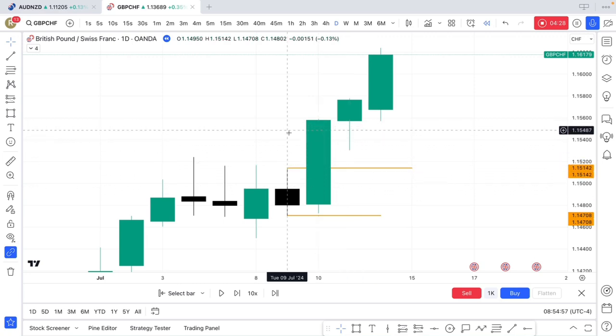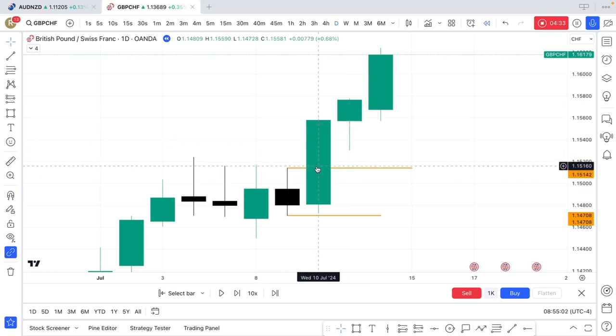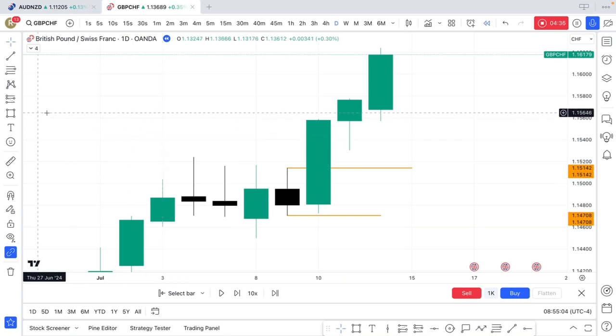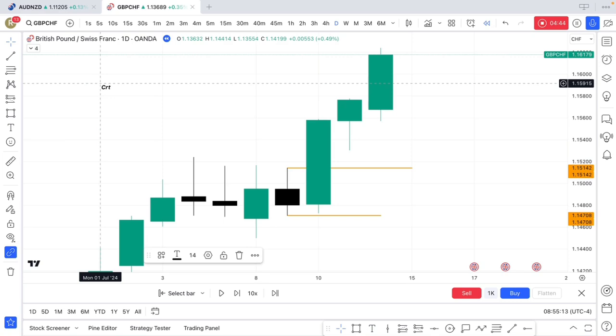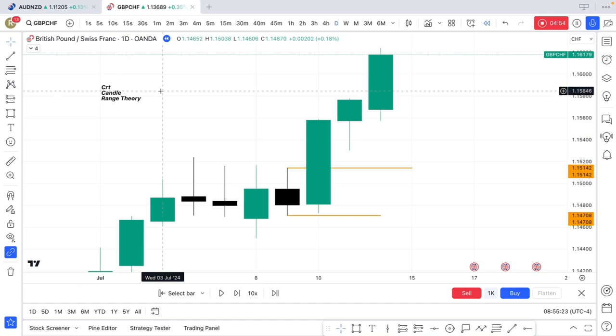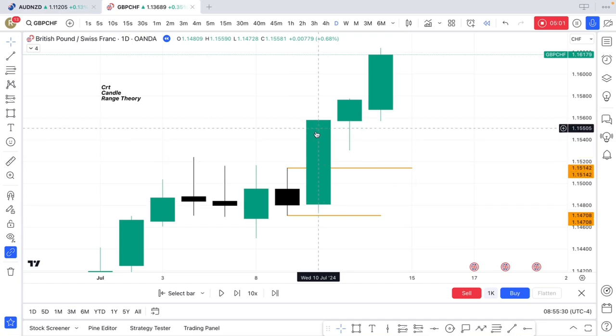So when I want to enter this, you have to look somewhere inside this range. I told you in the previous video, every candle we have is CRT. That's candle range theory. So this is a candle, and then whenever this happens, this is a range.